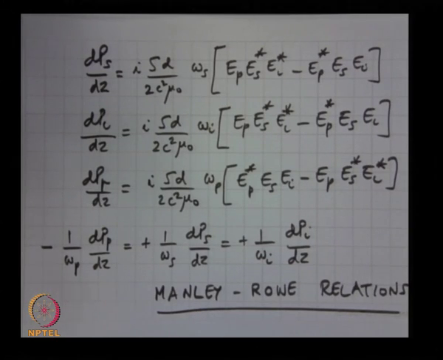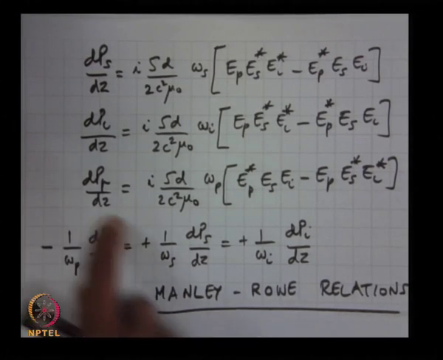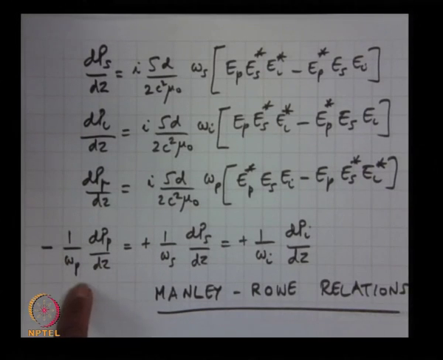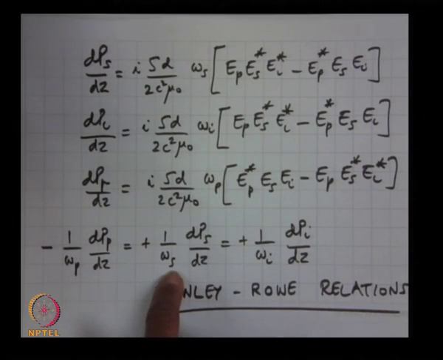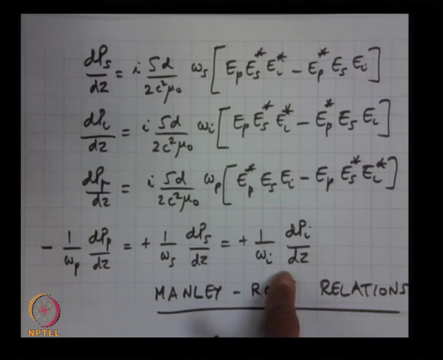So what is Pp by h cross omega p? Pp is the power, the amount of energy crossing per unit time. Intensity is per unit area, but I'm talking about power. So Pp by h cross omega p is the number of photons at the pump frequency crossing per unit time. Minus of that, the rate of change of the number of pump photons, is equal to plus of the rate of change of the signal photons, is equal to plus of the rate of change of the idler photons. So what does it mean?